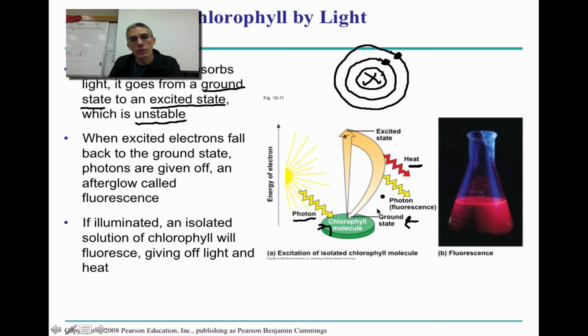And so when this is occurring, you can see some solutions that may have this pigment that's been exposed to light. It's going to produce a fluorescence. In other words, it's going to glow, which gives you an indicator that these electrons are moving from the ground state to the excited state.